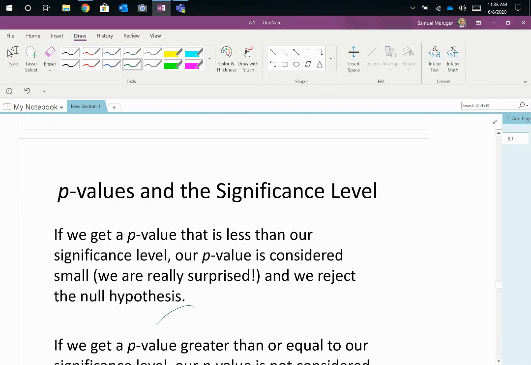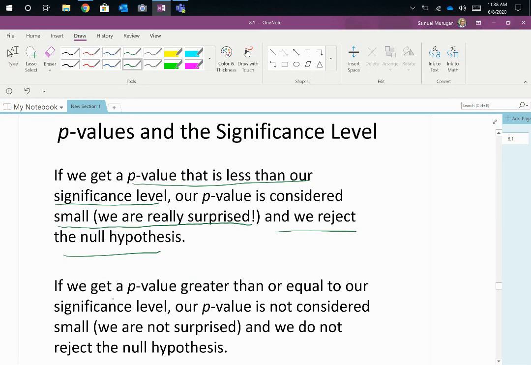If we get a p-value that is less than our significance level, our p-value is considered small. We're really surprised, and we reject the null hypothesis. Here we go. If the p-value is greater than or equal to our significance level, our p-value is not considered small, and we're not surprised, and we do not reject the null hypothesis.